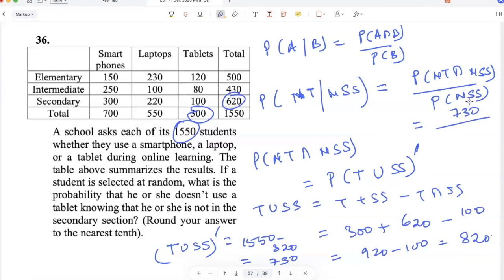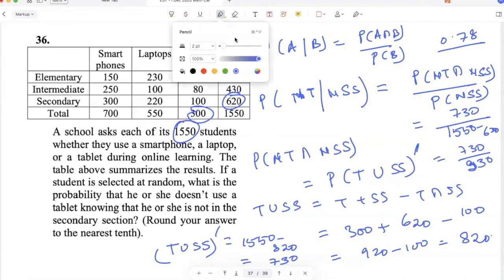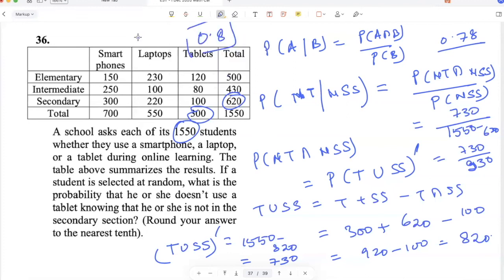And no senior secondary would be 1550 minus 620, so that becomes 930. Okay, so 730 by 930 is my required probability. So let's plug that in. 730 divided by 930 is 0.78, and we have to round it to the nearest tenth. So 0.8. Right, 0.8.